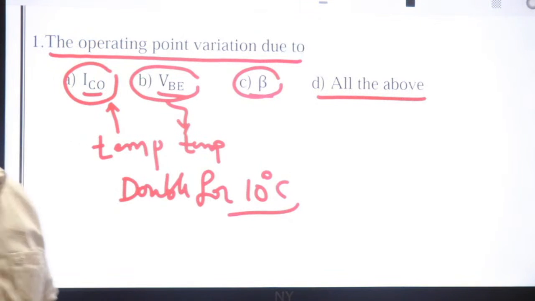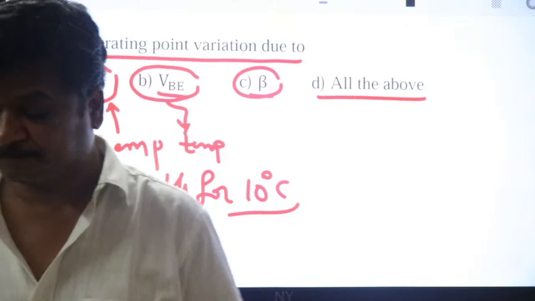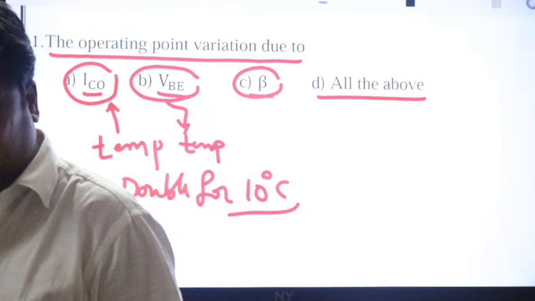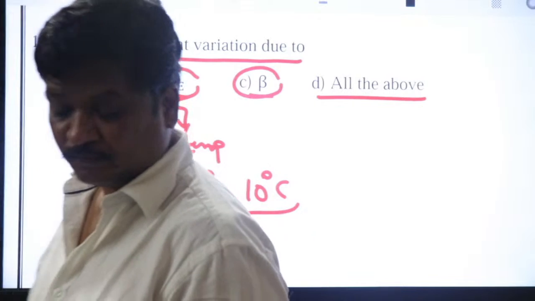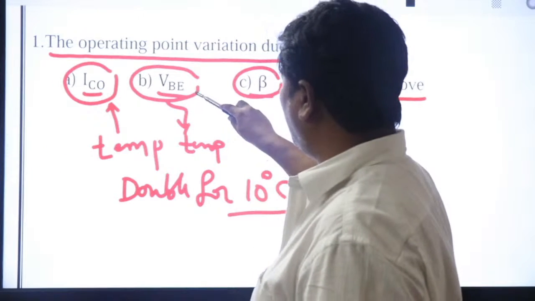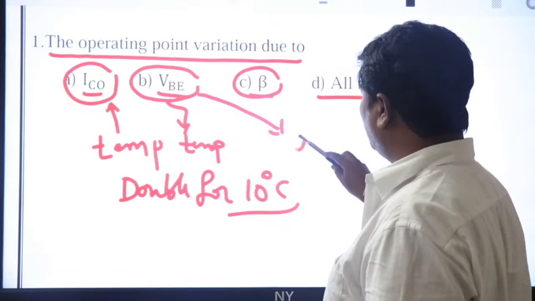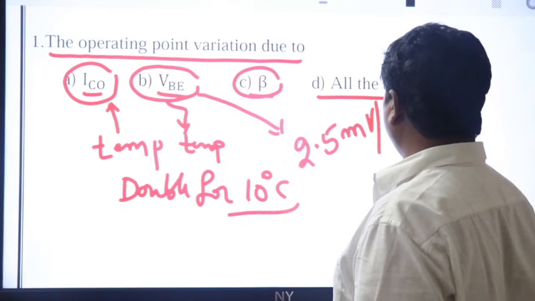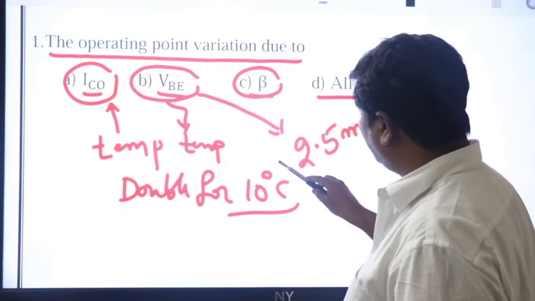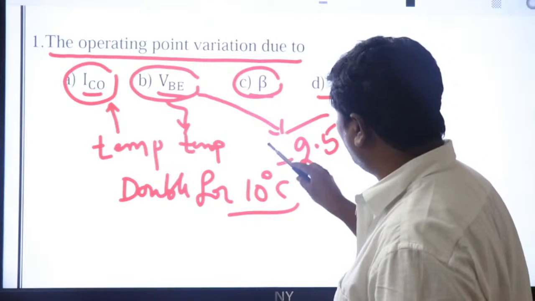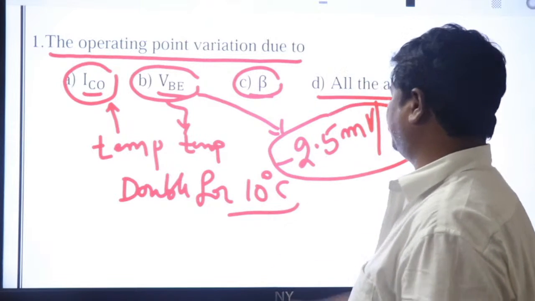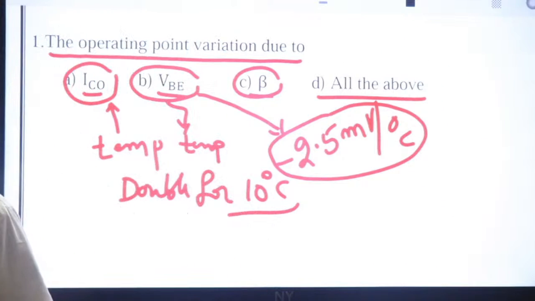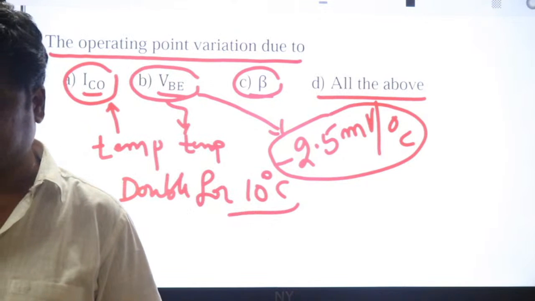Sir, how is VBE affected by temperature? The answer is D, okay. How is VBE affected by temperature? The VBE value decreases by 2.5 millivolts per degree centigrade. It decreases, that's why we denote it with a minus: minus 2.5 millivolts per degree centigrade. Like that.